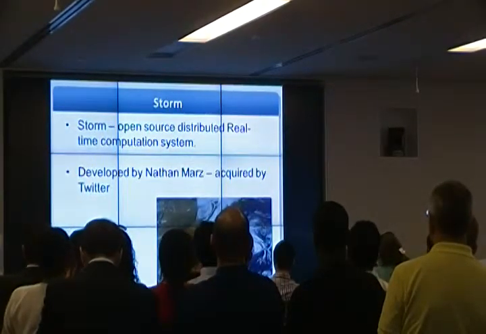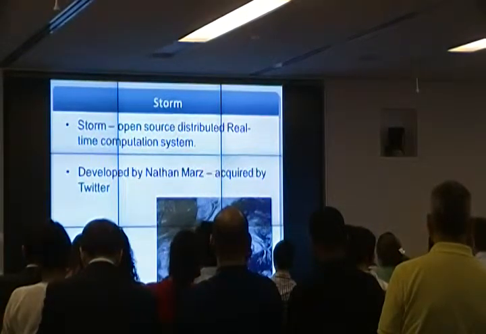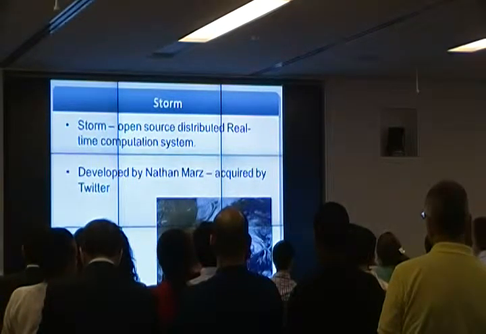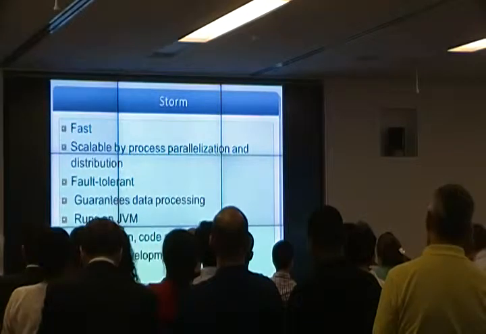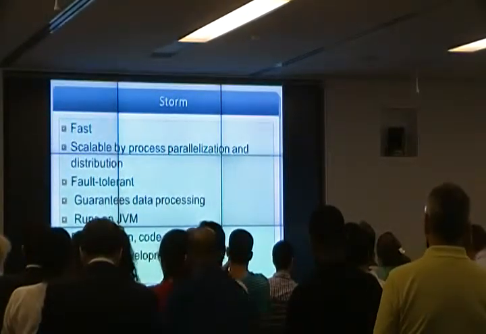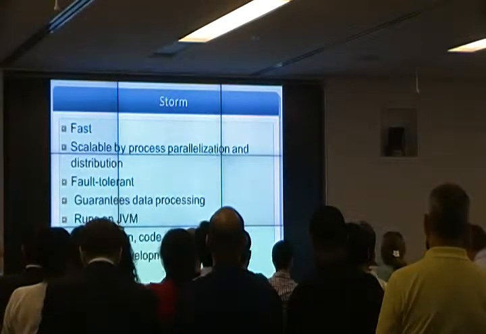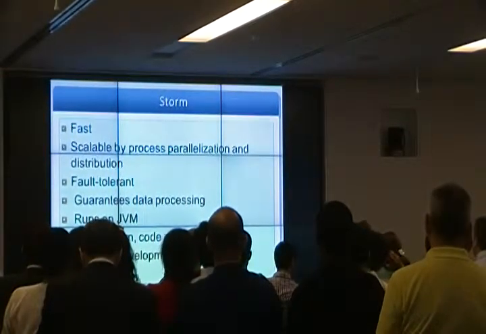So here's a framework that satisfies all these conditions and even more. It's called Storm, and it was developed by Nathan Marz and was acquired by Twitter. So now it's called Twitter Storm. It has all those properties that I described, plus additional ones. It runs on the JVM, and you can write applications outside of Java. You can write it in Groovy, Python, Ruby. So it's not limited only to Java.